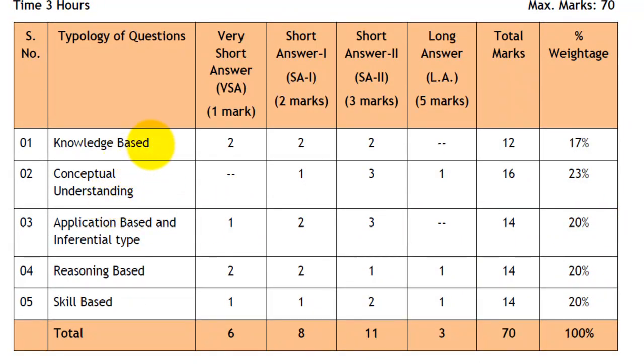First of all, there are the questions based on knowledge. There will be 2 1-mark questions which are the short answer questions. Then there will be 2 short answer 1 type of questions which carry 2 marks each. There will be 2 short answer 2 type of questions which carry 3 marks each, totaling to 12 marks.